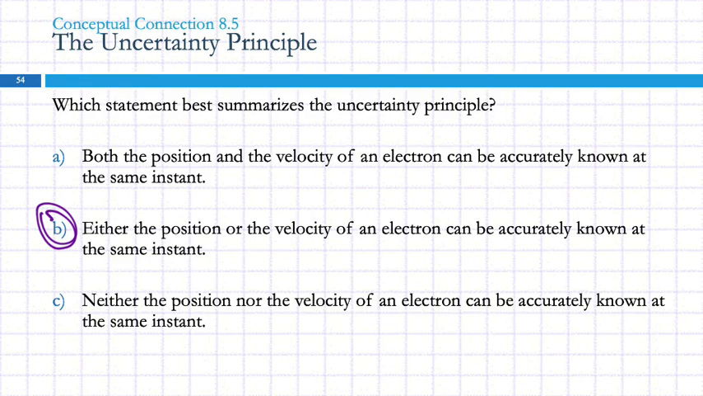You can know one or the other at a given instant, but you can't know both. So this one's not true. You can't know both. This is also not true. It's not true that you can't know either of those things. You can know one or the other. Any questions?